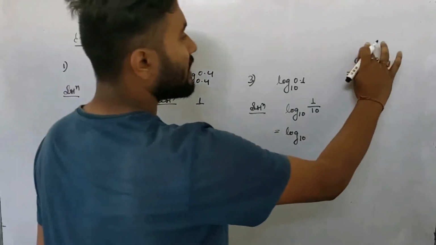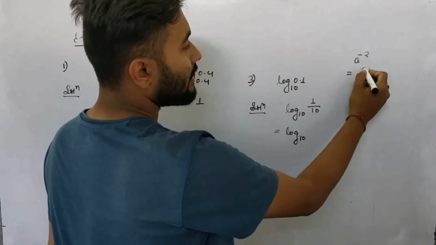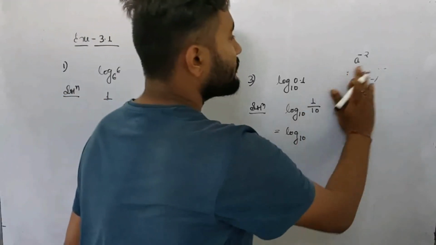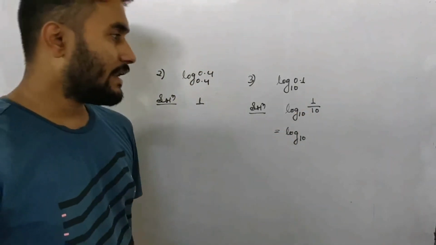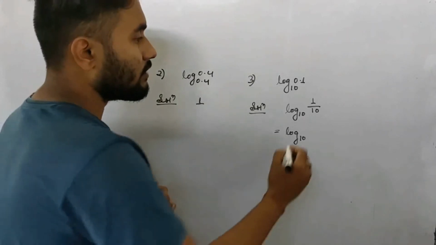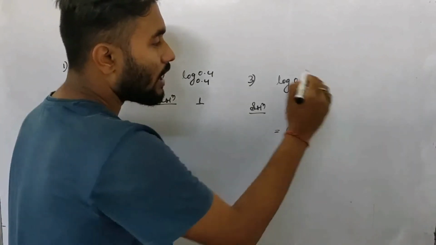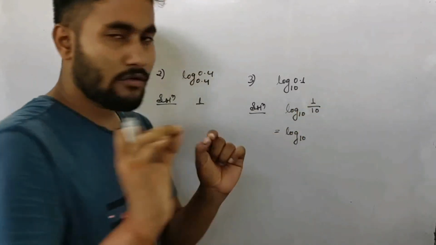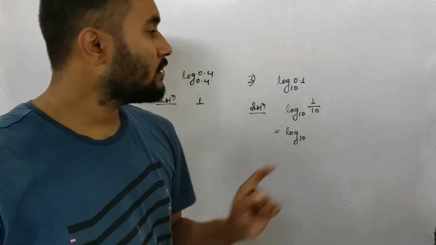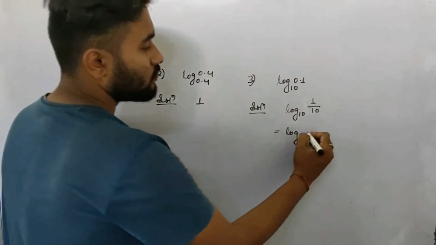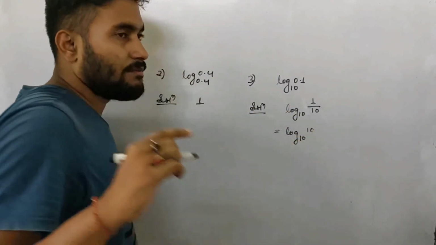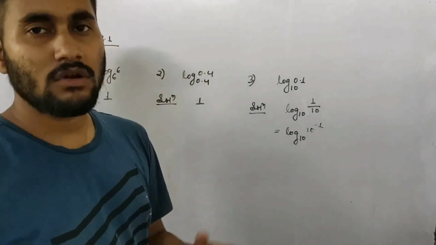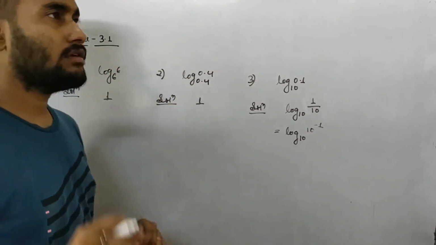A to the power minus 2 will be 1 by a whole squared, so the power becomes positive. Now it is 1 by 10. What is the power? The power is 1, but you don't write the power 1; you have to assume it. So if I take the reciprocal, 10 to the power plus 1 becomes 10 to the power minus 1. 10 to the power minus 1 is 1 by 10. You have done this in indices, or in algebra also.